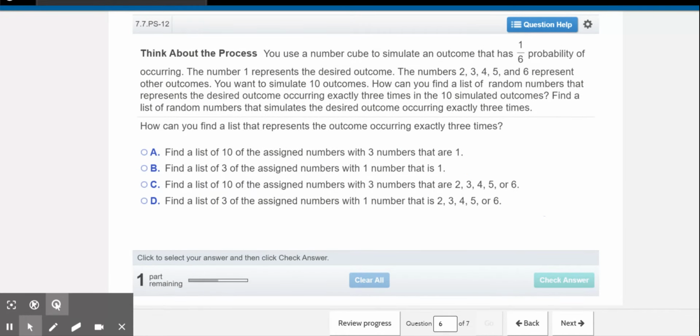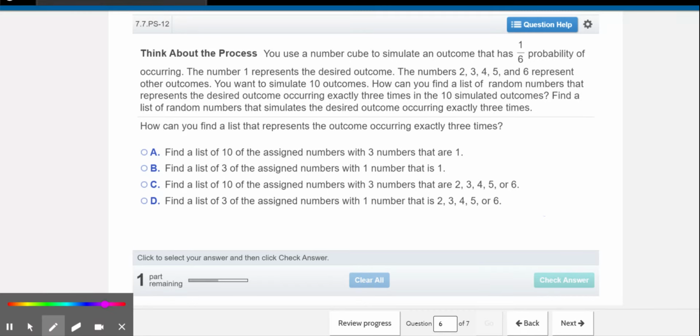You use a number cube to simulate an outcome that has 1/6 probability of occurring. The number 1 represents the desired outcome. The numbers 2, 3, 4, 5, and 6 represent other outcomes. You want to simulate 10 outcomes. How can you find a list of random numbers that represents the desired outcome occurring exactly 3 times in the 10 simulated outcomes? Find a list of random numbers that simulates the desired outcome occurring exactly 3 times.